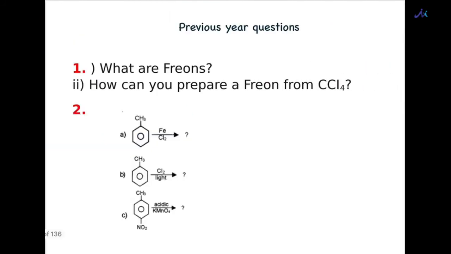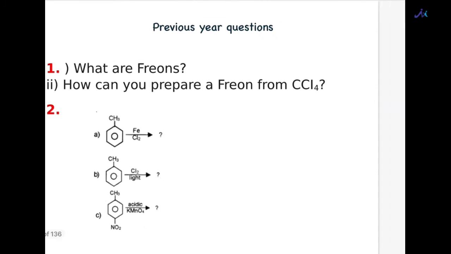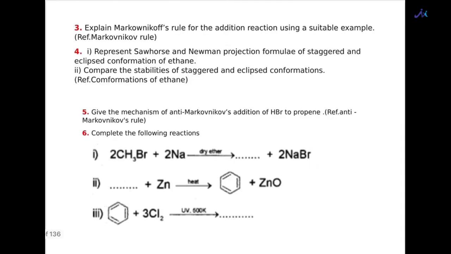In previous years, questions came from the topics of halogenated compounds, Markovnikov's rule, anti-Markovnikov's rule, and their reactions. Incomplete equations related to the reactions will be given. You have to identify the missed reagents and complete the equations. Represent Sawhorse and Newman projection of staggered and eclipsed form of ethane. This question repeatedly came in examination. Different reactions related to hydrocarbons were also repeated several times.